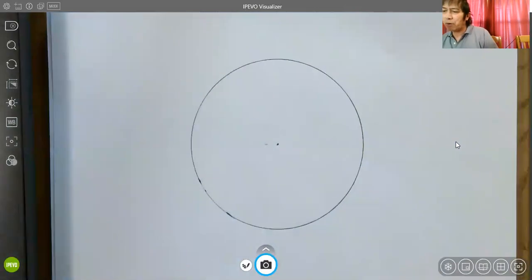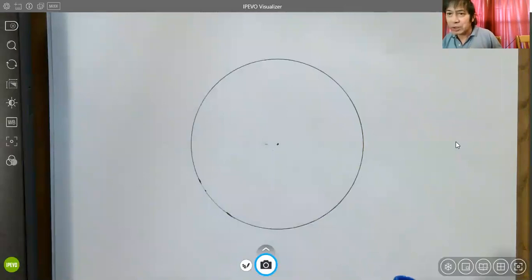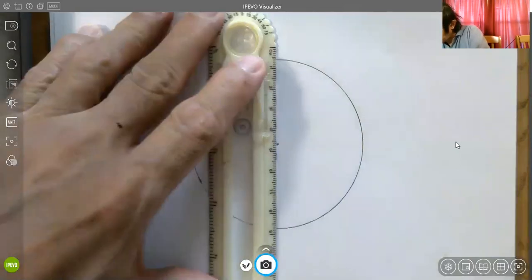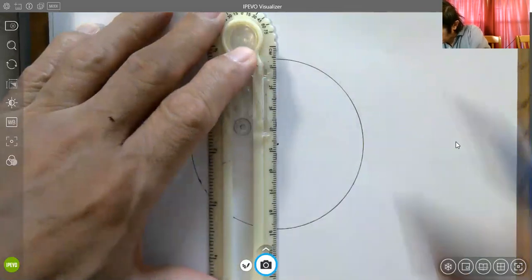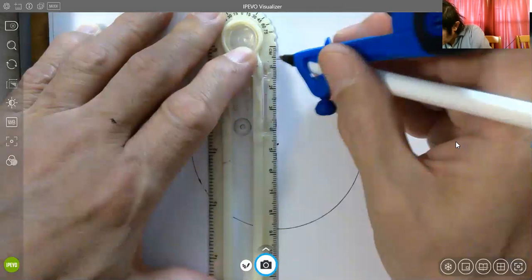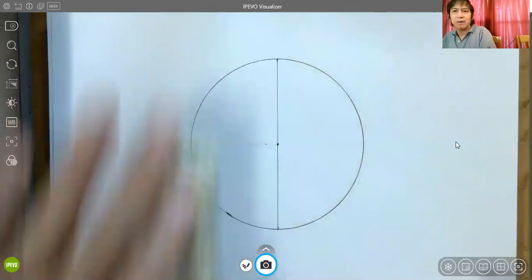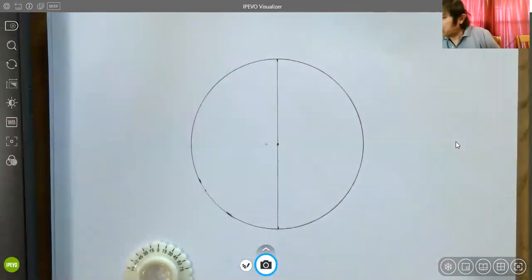And now we're going to draw a diameter, okay? A chord which passes through the center. A chord is a line segment whose endpoints are on the circle. And a special chord is a diameter. A diameter is a chord which includes the center point. All right, so this is our diameter there.